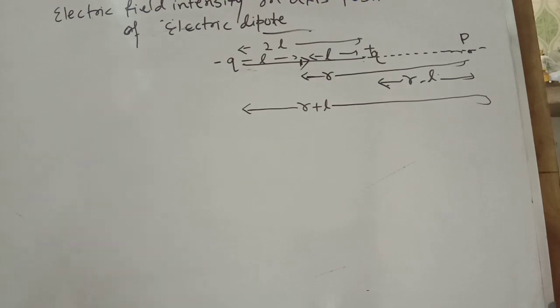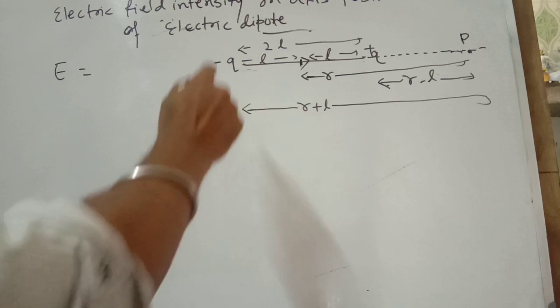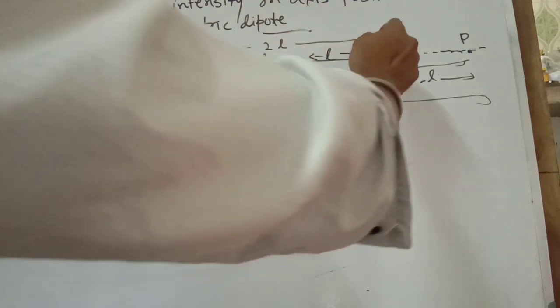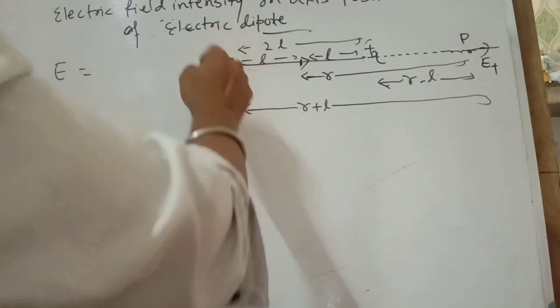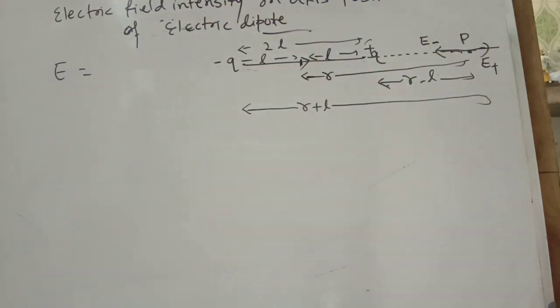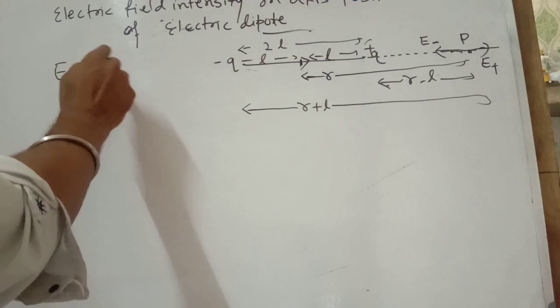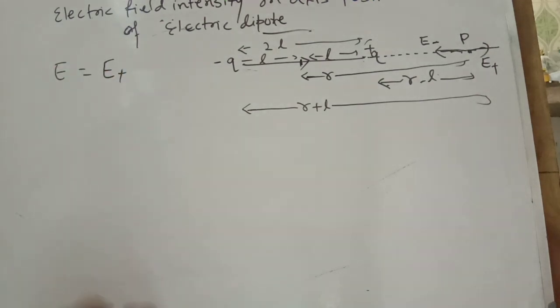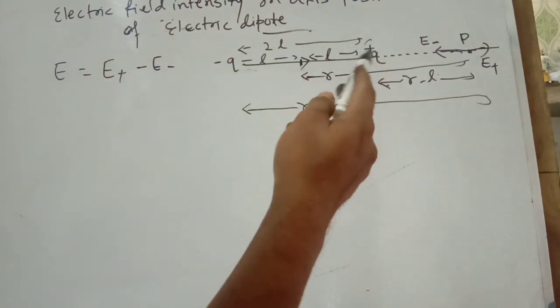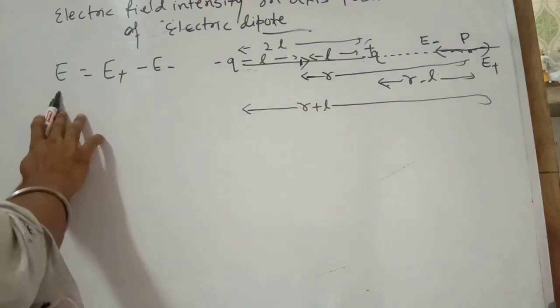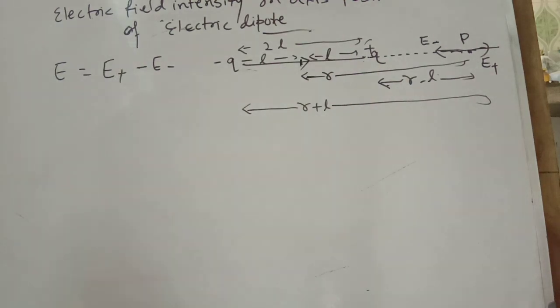Now the electric field due to both charges: due to the positive charge, the electric field is away from the positive charge, so it is E plus. Due to the negative charge, the field is towards the negative charge. So the total electric field is E plus minus E minus, because both have opposite directions. So E net is E plus minus E minus.